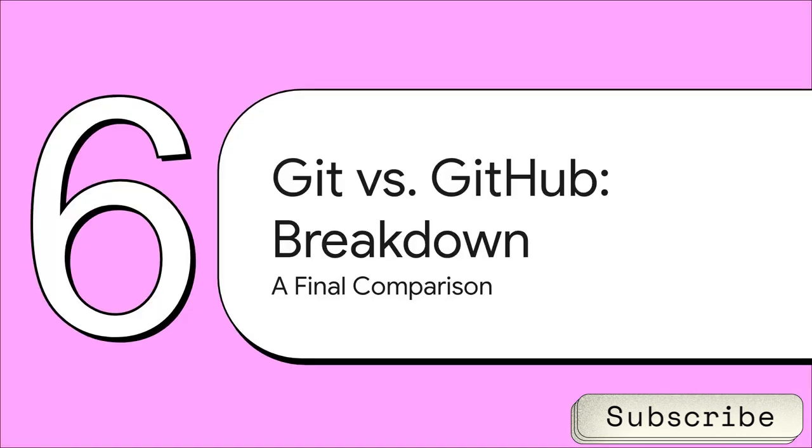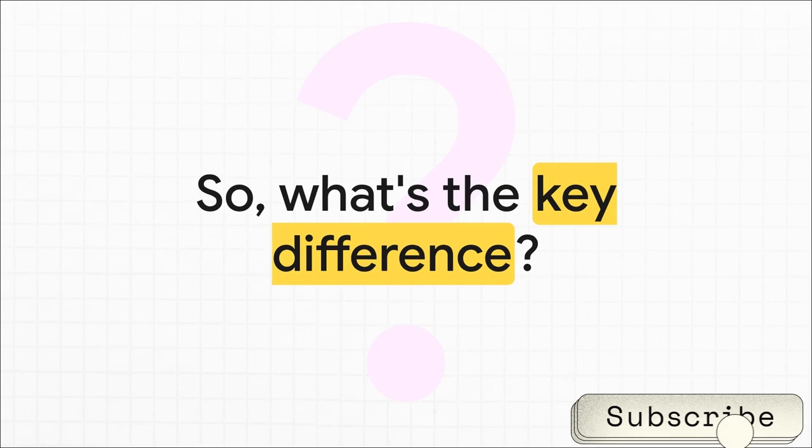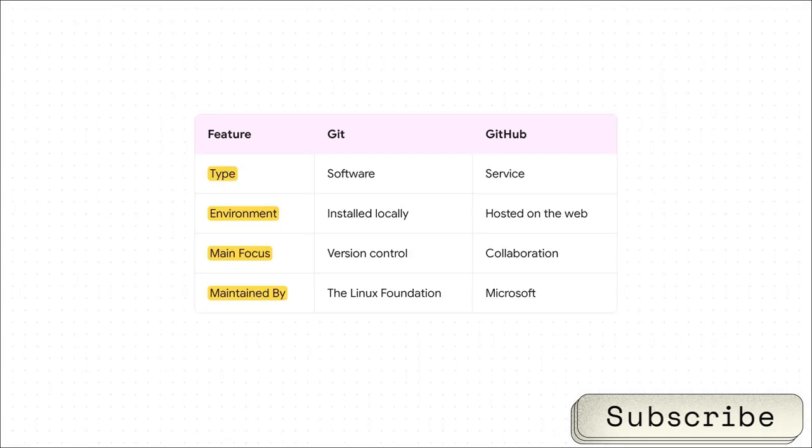So we've gone through the whole journey, right? From a local idea to working with a team. Let's wrap this up with a final, super clear comparison. So what's the key difference, really? Let's just summarize everything we've talked about in one simple view. Okay, this table makes it super clear. Let's just run through it.